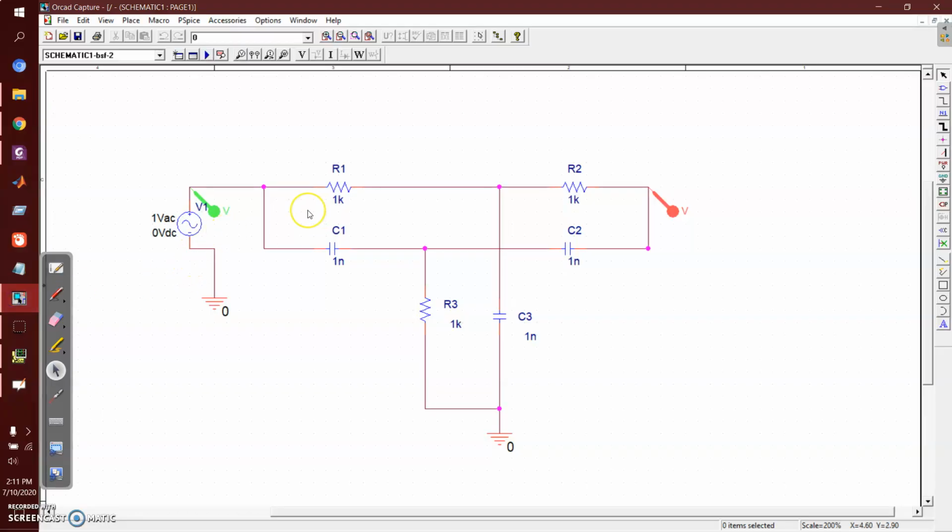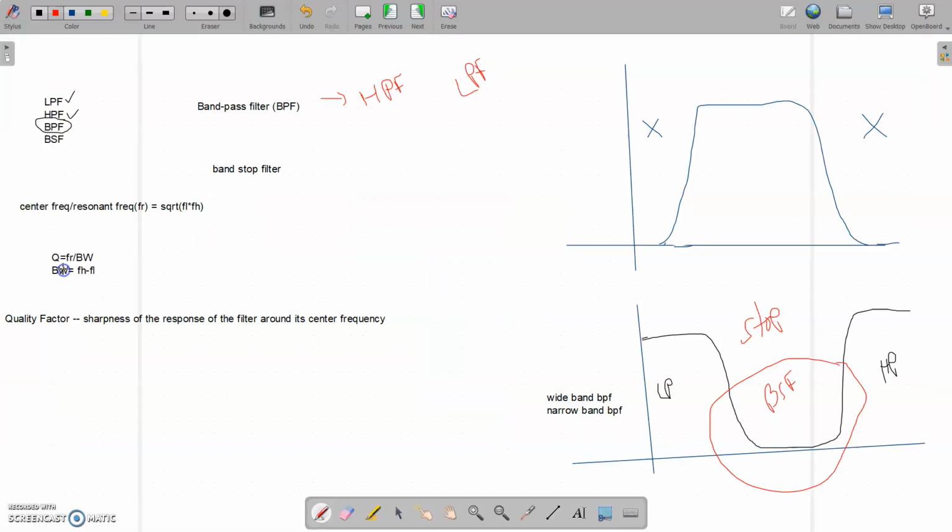So this is my circuit for a band stop filter, or band reject filter, and you can see this is my input. I have one resistor, one capacitor, one resistor, one capacitor, three branches. So we actually call it a twin-T notch filter.